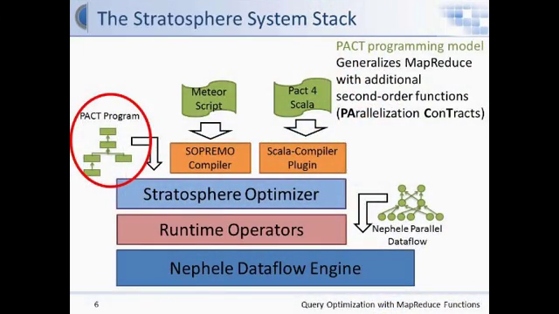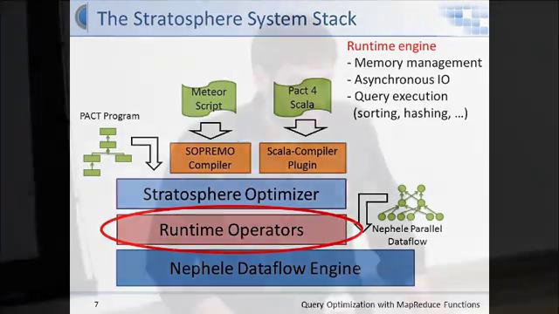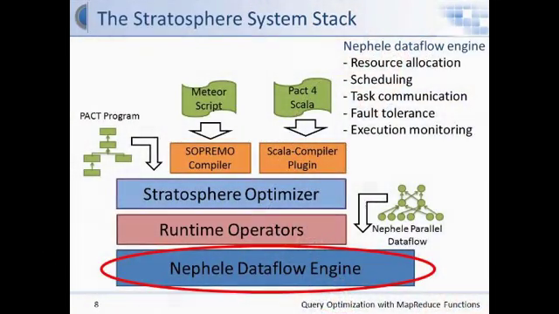Now the PACT programming model is essentially a new programming model that is based on, and actually extends, MapReduce as a programming abstraction. If you think about MapReduce, there are essentially two second-order functions, and we extend that to provide additional ones. I will talk in detail about that later. The runtime essentially manages memory, it manages I/O, and it has all the usual query processing stuff. The data flow engine gets an abstraction that is a parallel DAG, and it does things like resource allocation, scheduling, communication, and so on.